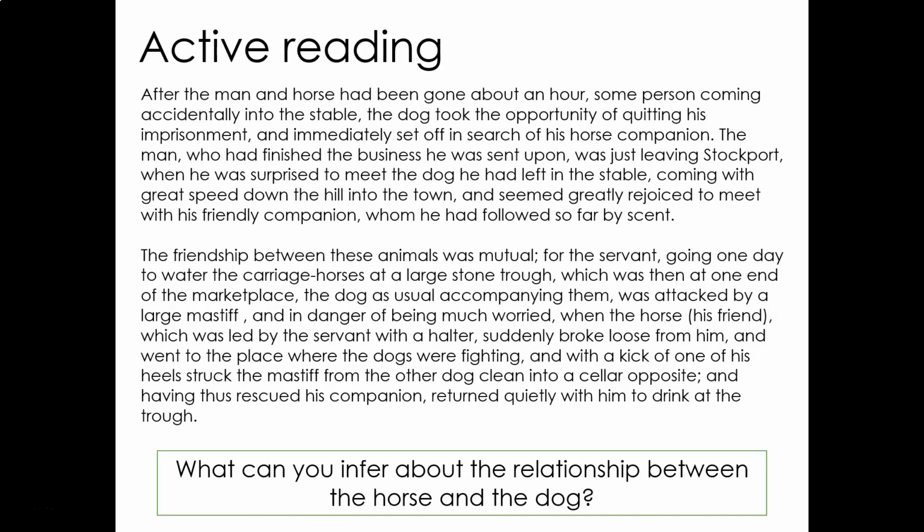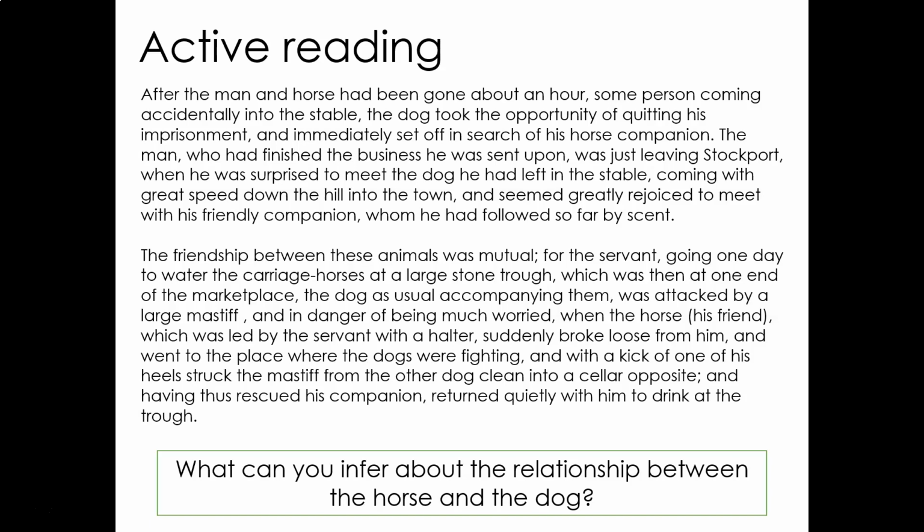The friendship between these animals was mutual, for the servant, going one day to water the carriage horses at a large stone trough, was then at one end of the marketplace. The dog, as usual, accompanying them, was attacked by a large mastiff and in danger of being much worried. When the horse, his friend, was led by the servant with a halter, suddenly broke loose from him and went to the place where the dogs were fighting. With a kick of one of its heels, it struck the mastiff from the other dog clean into a cellar opposite, and having thus rescued his companion, returned quietly with him to drink at the trough.